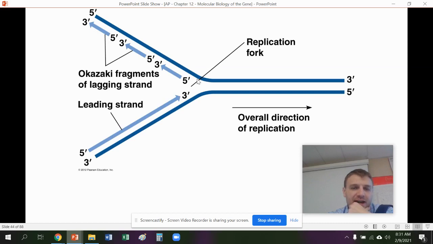Now, as this unwinds and unravels the DNA, you're going to get short segments. These are called Okazaki fragments.